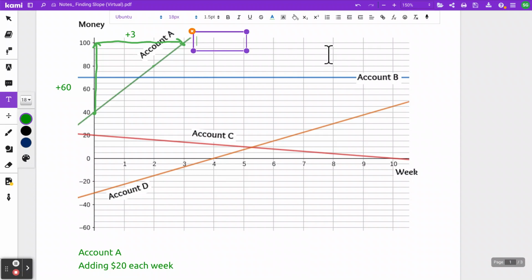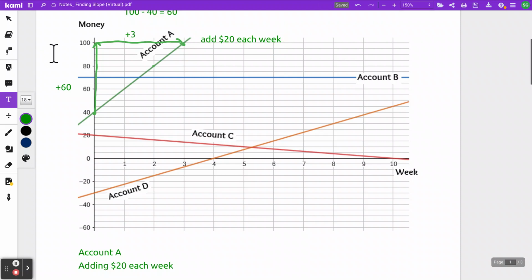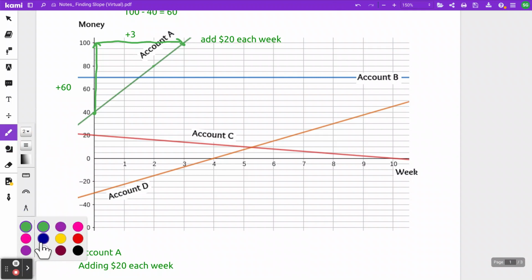So for account A, I would want to make sure I make a note in my notes that account A, where'd it go? They add $20 each week. We are going to need that information for the next lesson. So go ahead, let's do the same thing for account B. Again, pause the video if you need, but look at account B and see if you can figure out what account B is doing over time.